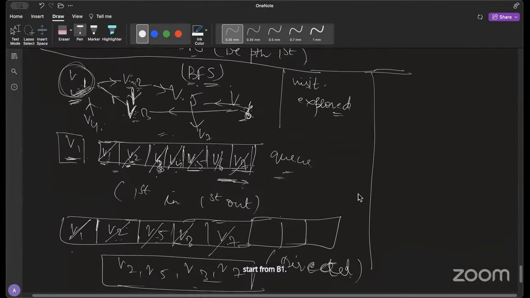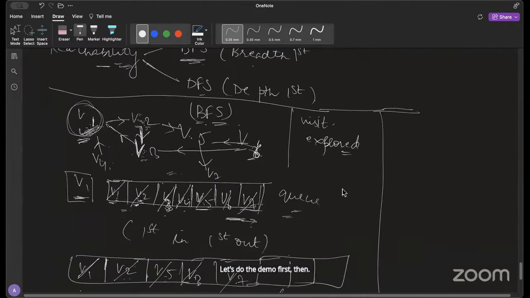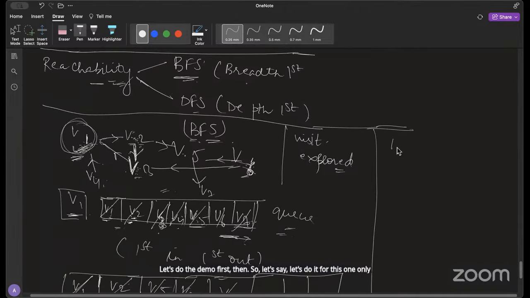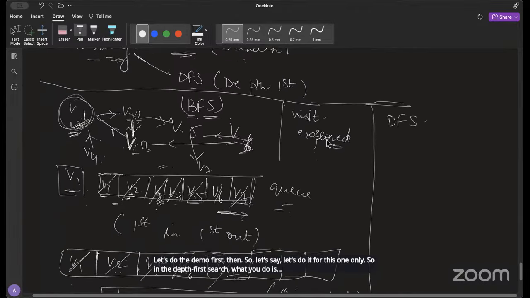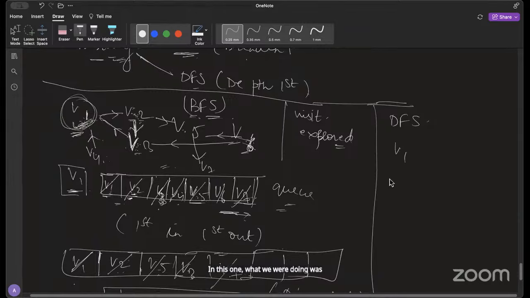And let's do the depth first then. So let's do it for this one only. So in the depth first search, what you do is, in this one, what we were doing was we started with V1 and then, so let's do depth first for the undirected one. So let's forget the directions in this graph and do it for that one.